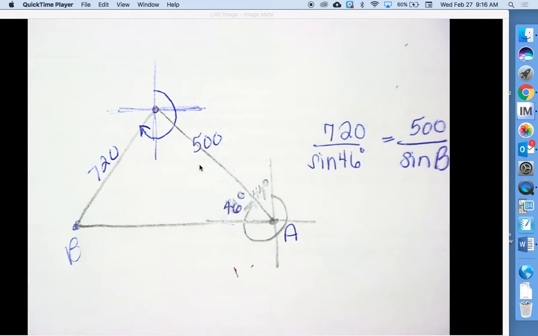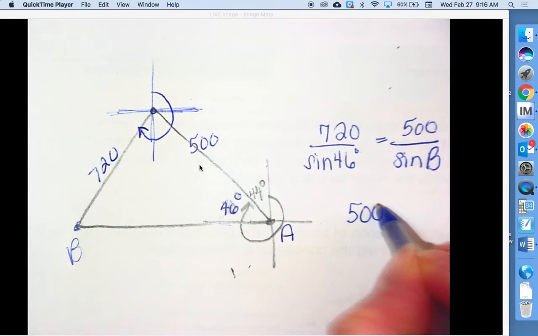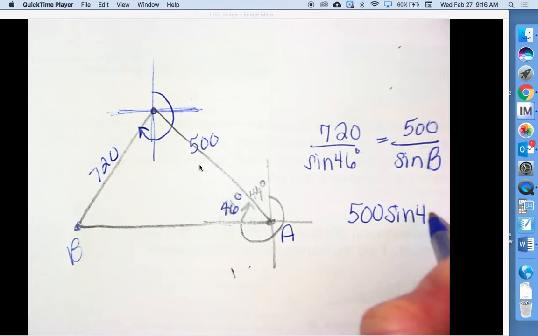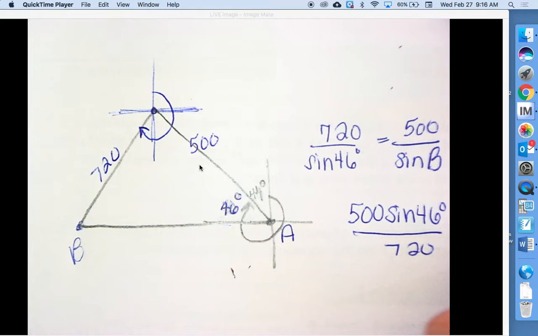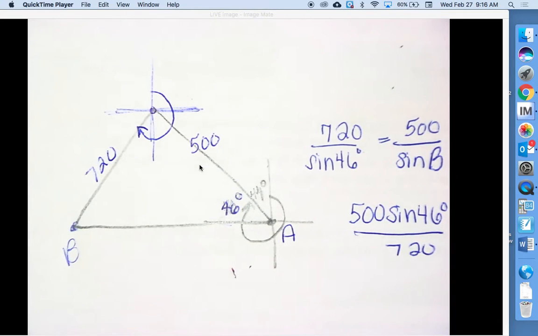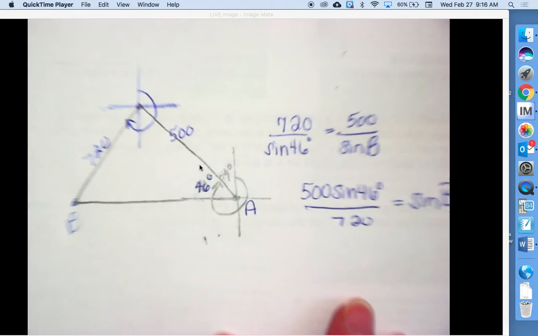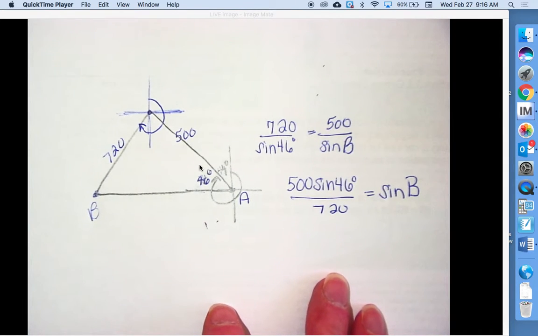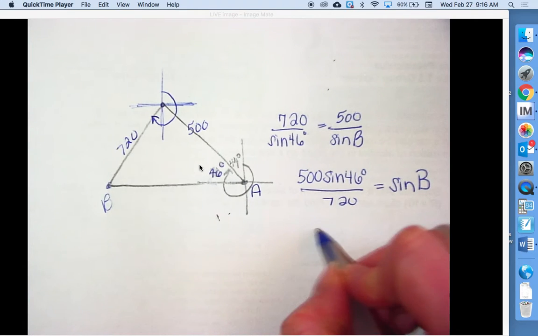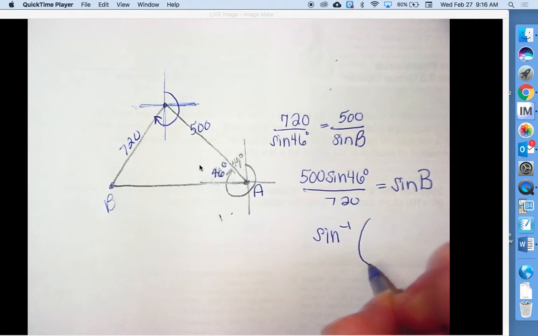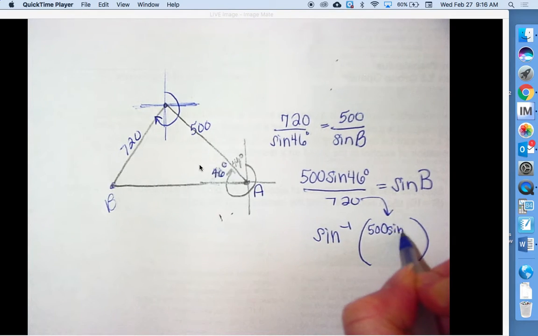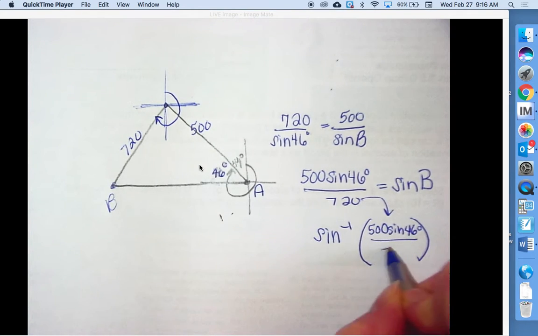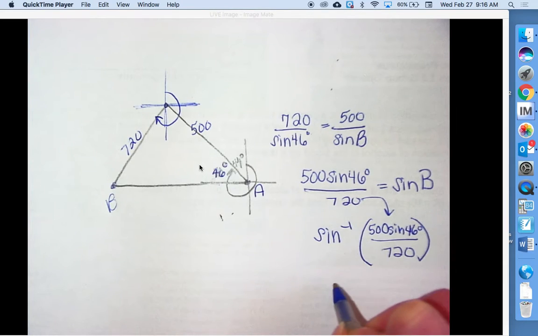So when you're cross multiplying, we're taking 500 times the sine of 46. We would be dividing by 720. That's going to be equal to the sine of angle B. So in the calculator, we need to use the inverse sine because we're finding the angle, and you're taking the inverse sine of all of this stuff right here. So 500 sine 46 degrees divided by 720. And Jake, what did you get for that?